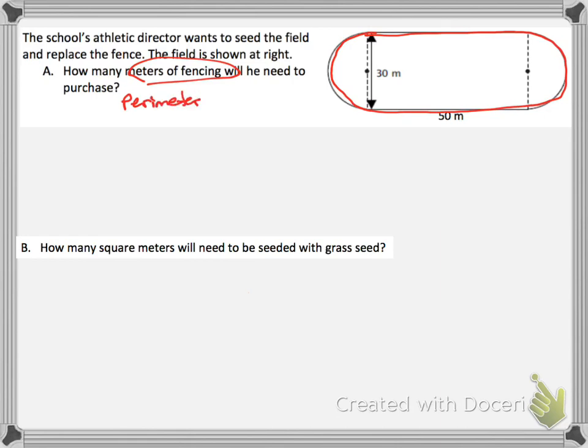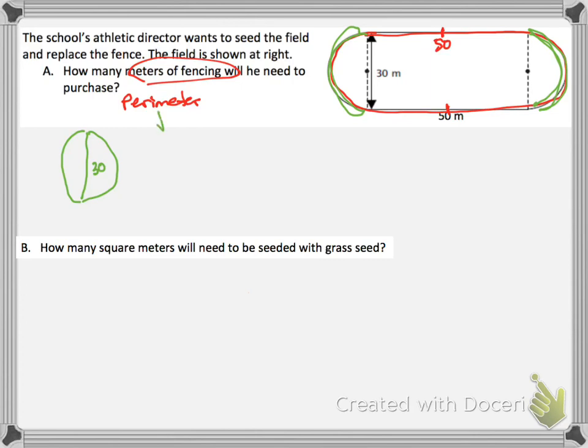So we know a couple pieces of my perimeter. We know that this is 50 because this and this are congruent. But the pieces that I don't know are this piece right here and this piece right here. The cool thing about this one is if I put those together, I end up with one complete circle, and we know that has a diameter of 30.